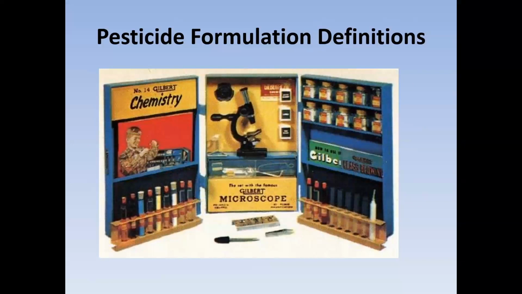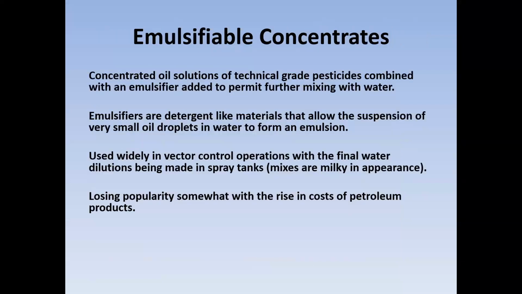All right, let's talk about pesticide formulation definitions. Emulsifiable concentrates are concentrated oil solutions of technical grade pesticides mixed with an emulsifier added to permit further mixing with water. Emulsifiers are basically detergent-like materials that allow for suspension of very small oil droplets in water to form an emulsion. They're widely used in vector control operations, with the final water dilutions being made in spray tanks, and the mixes tend to be milky in appearance. They're losing their popularity somewhat with the rise of the cost of petroleum products.